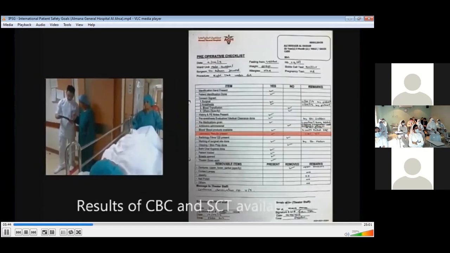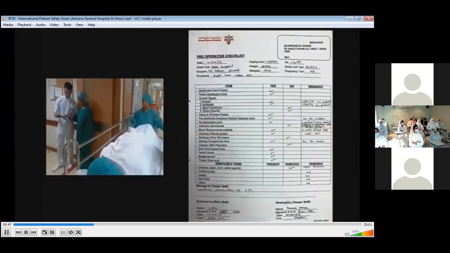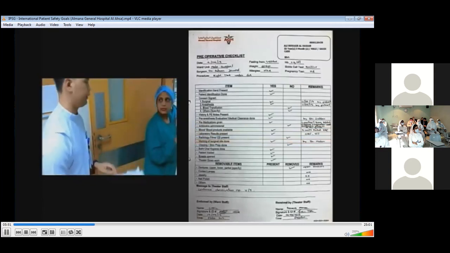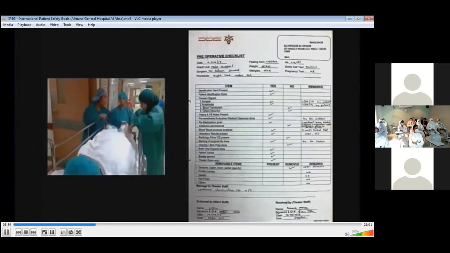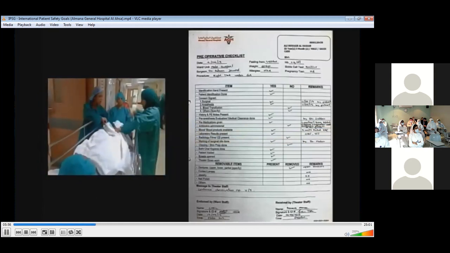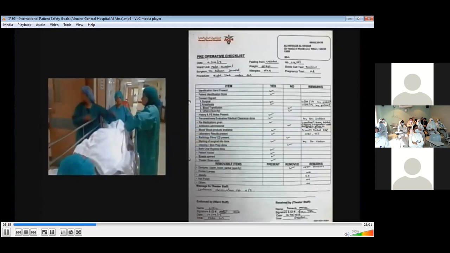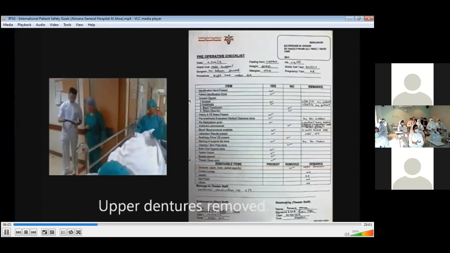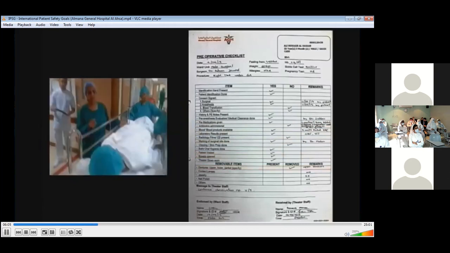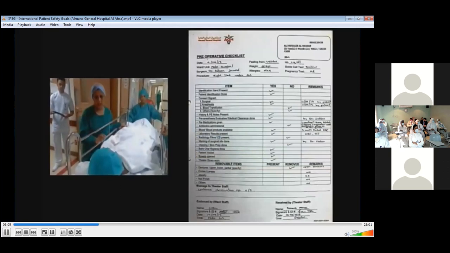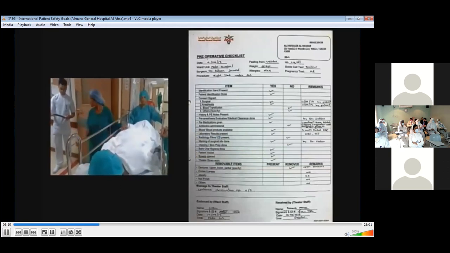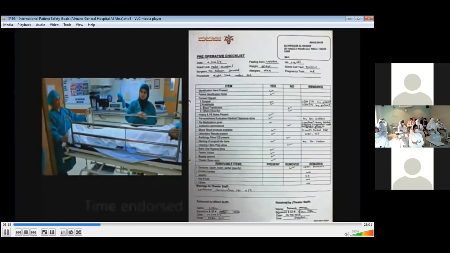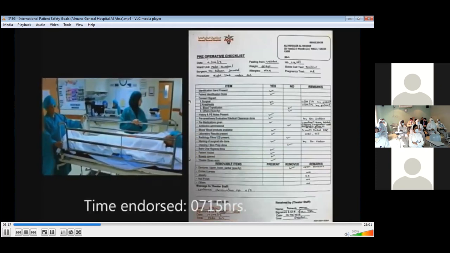Laboratory results present, CBC and sickle cell test. Then marking of surgical site done by Dr. Maher. Patient going there, bowel is open, then the injuries on the other side removed. Sir, the heart is not moving. Okay. That's it. Vital signs stable, so time 7:15.